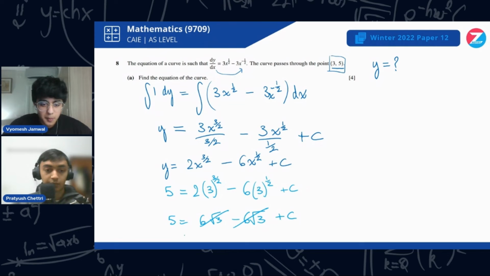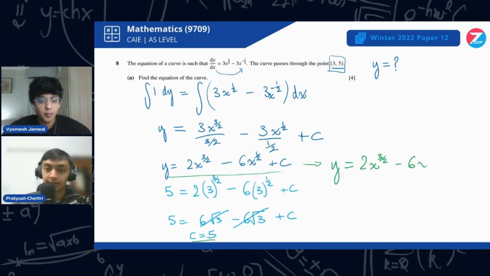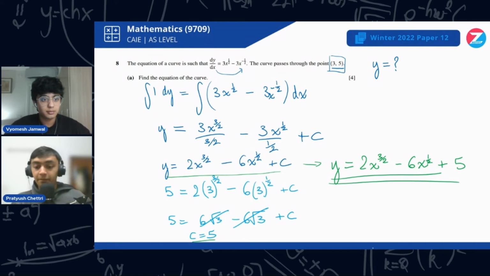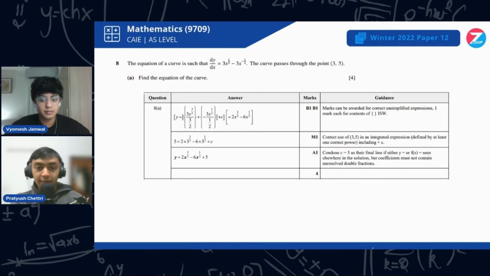Simple as that. Now what we do is look at the equation that we have with the c and replace that with 5. So it'll be y equals 2x to the power 3 upon 2 minus 6x to the power half plus 5. And indeed, that is what it is.